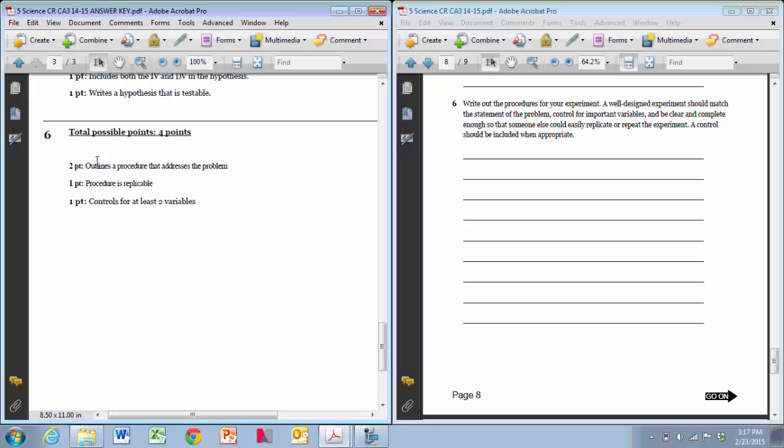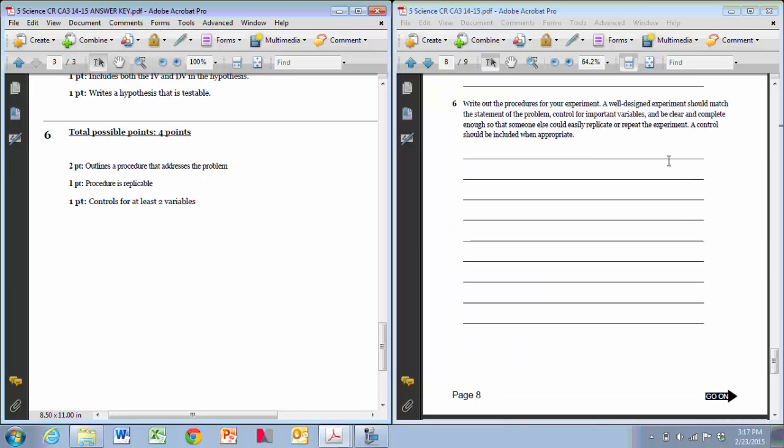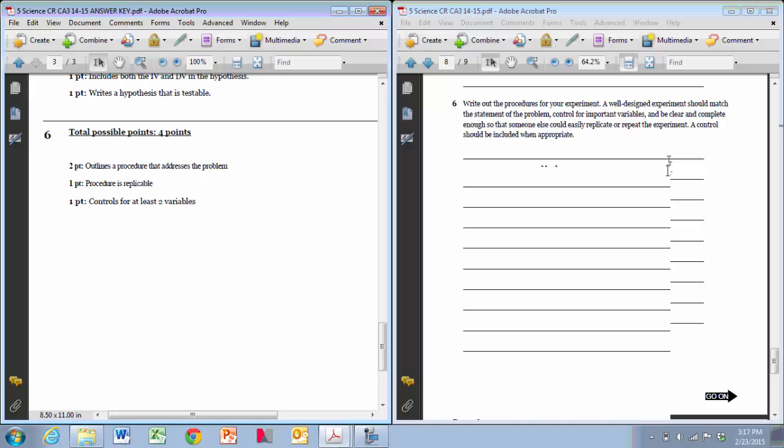You also want to make sure that it's something that's replicable, so not something that only they understand or that only they can do because it's too specific to an area or a certain item. And then you also want to make sure that they are controlling for important variables. So be sure for this question to check the exemplar because there's an example written out.